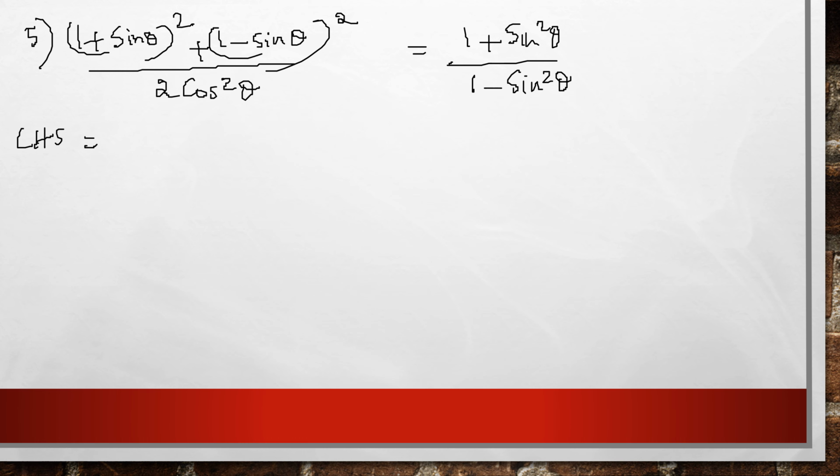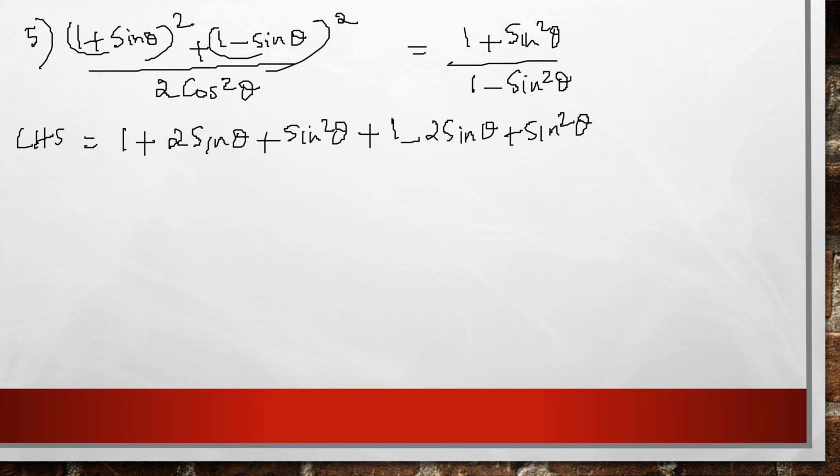So can we use the identity (a plus b) the whole square and (a minus b) the whole square and expand? So if you expand (1 plus sine theta) the whole square using the identity, it will be 1 square, which is 1, plus 2 sine theta plus sine square theta, which is a square plus 2ab plus b square. Similarly, (1 minus sine theta) the whole square, we can write as 1 minus 2 sine theta plus sine square theta. And the denominator, let us keep like that. Look at the right hand side, we have 1 minus sine square in the denominator. So we'll change that later.